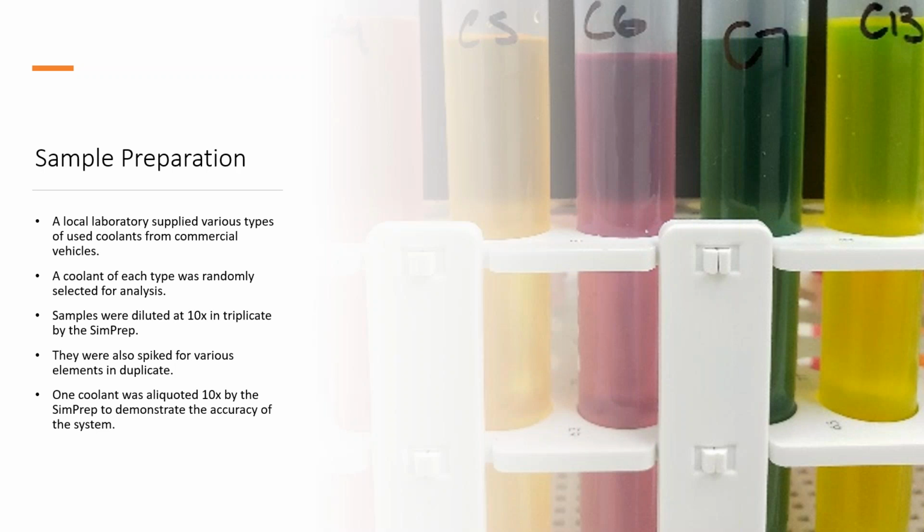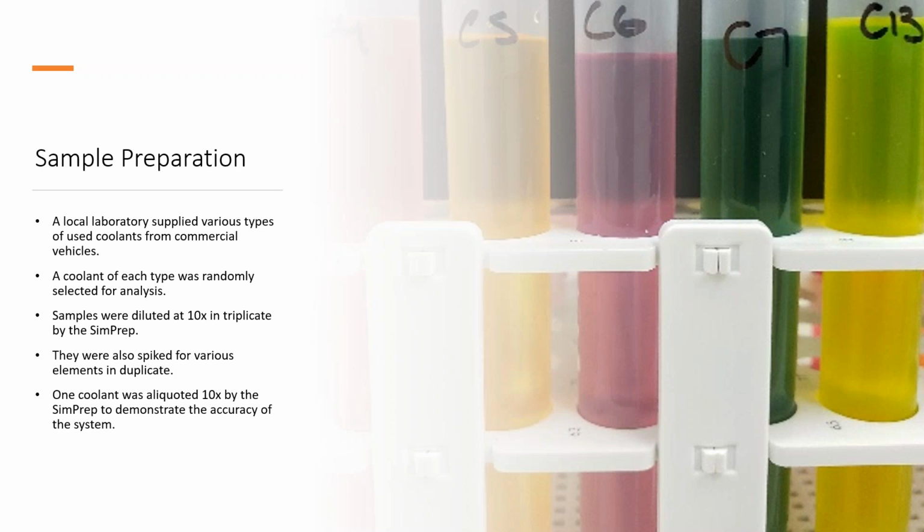Those samples were diluted 10x in triplicate by the SimPrep, and we dilute these samples because of the high level of glycol, that 50% glycol. You want to dilute that down to where it's just 5%. That makes it a lot easier to introduce the sample for analysis. These were also spiked for various elements in duplicate, and one sample that we had a larger volume of was aliquoted 10x by the SimPrep to demonstrate the accuracy.